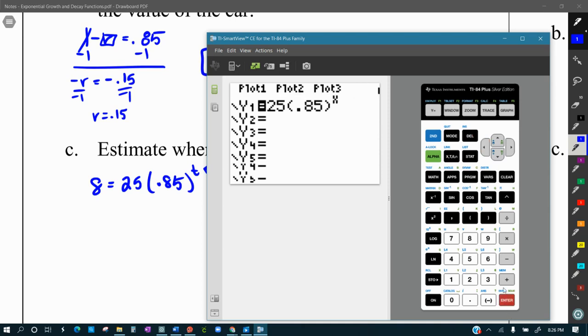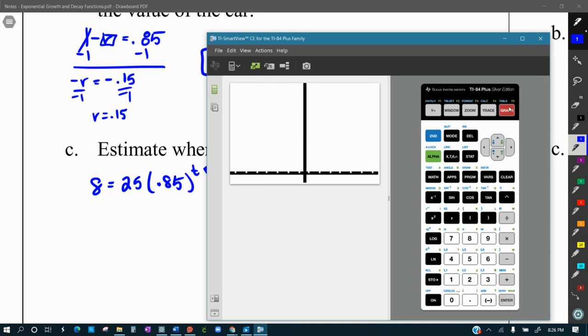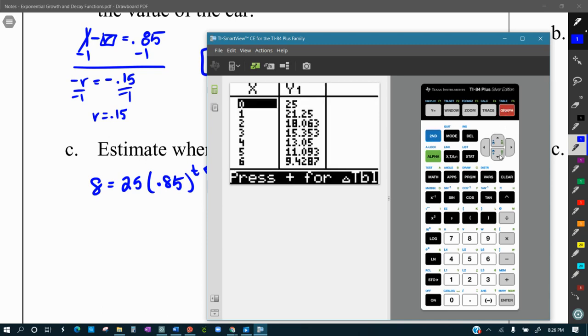And we press enter and graph. And so here's our picture. So I'm actually going to use the table feature to find the value of t when the value of the car, the y, is about 8. So I'm going to do second and then graph to get my table. And I want to know, where is my y value about 8?